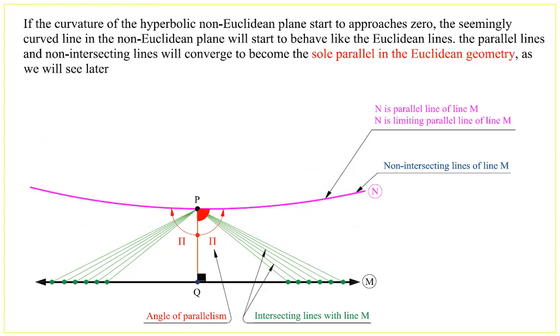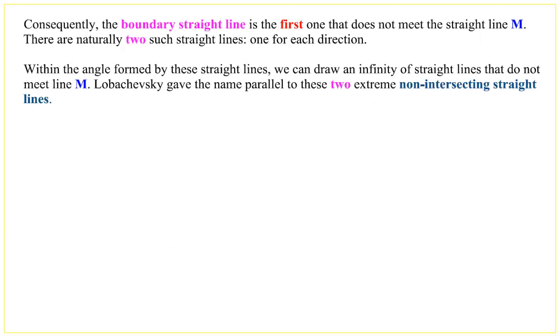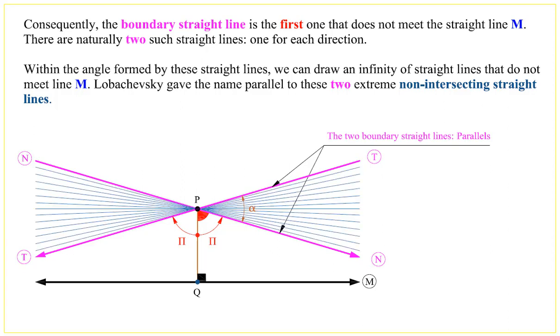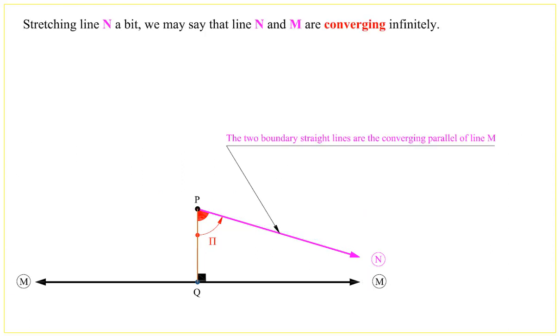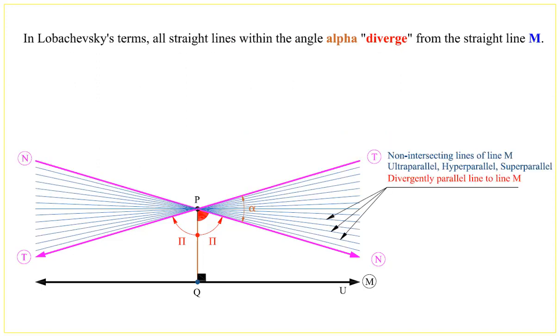The parallel lines and non-intersecting lines will converge to become the sole parallel in the Euclidean geometry, as we will see later. Consequently, the boundary straight line is the first one that does not meet the straight line M. There are naturally two such straight lines, one for each direction. Within the angle formed by these straight lines, we can draw an infinity of straight lines that do not meet line M. Lobachevsky gave the name parallel to these two extreme non-intersecting straight lines. Stretching line N a bit, we may say that lines N and M are converging infinitely. Stretching line T a bit, we may say that lines T and M are converging infinitely. In Lobachevsky's terms, all straight lines within the angle alpha diverge from the straight line M.